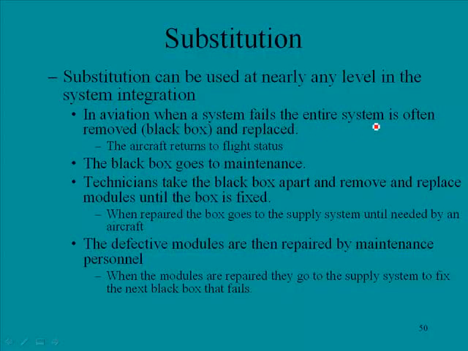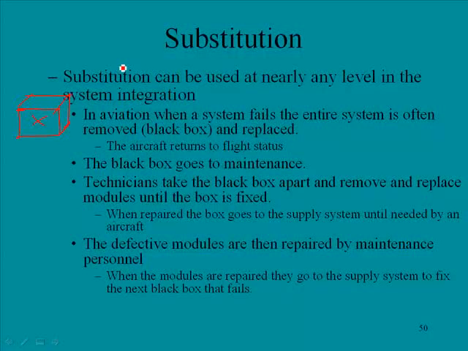In aviation, when a system fails, the entire system is often removed and replaced. We're going to look at aviation as an example. We talked about that box in the previous screen. Let's pretend that in this particular aircraft the radio system has failed. The pilot can't talk to ground, and he just landed, and he's got to take off soon, and he can't wait for technicians to fix this thing. So this would be major substitution: they would take this entire black box out and take a known good black box, plug it in, and the radio works.